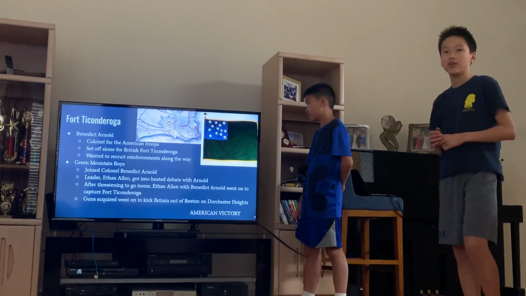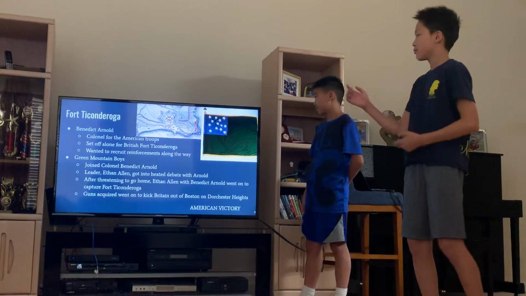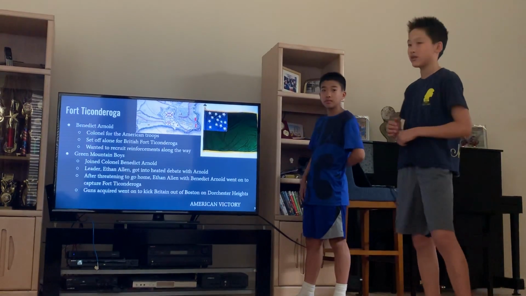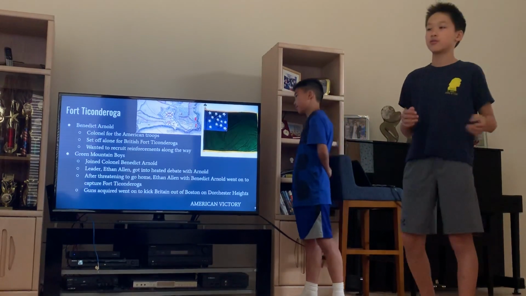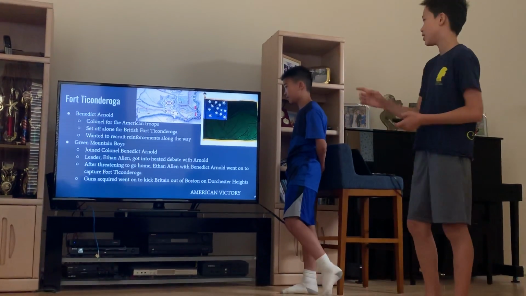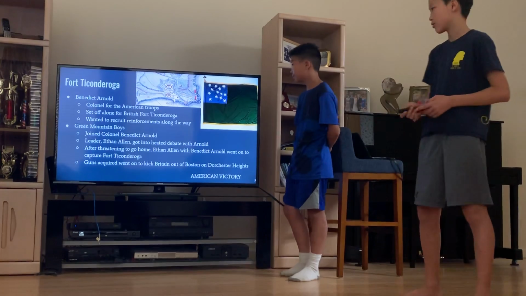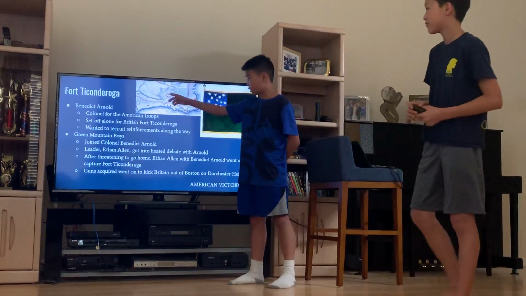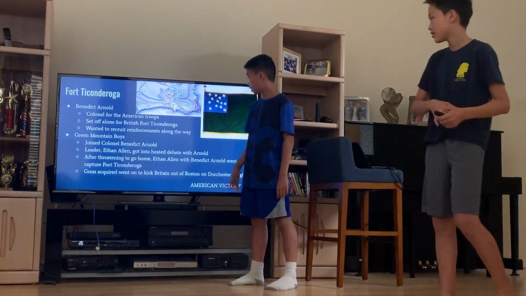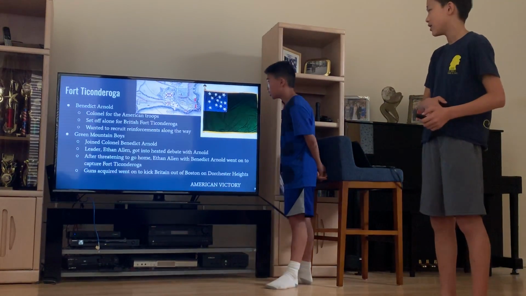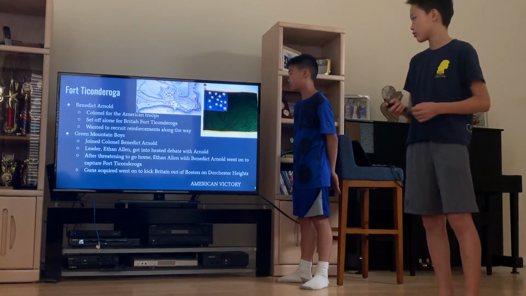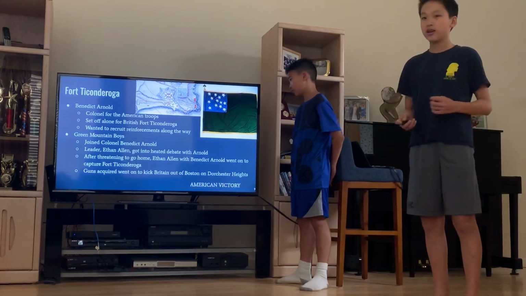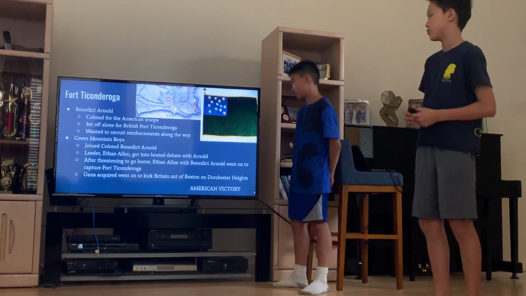So moving away from all of like George Washington, we have Fort Ticonderoga. Colonel Benedict Arnold for the American troops set off alone for British Fort Ticonderoga up in like Pennsylvania, and they wanted to recruit reinforcements along the way. And you can see this is Fort Ticonderoga, the map of Fort Ticonderoga, and the surroundings. And along the way, they met the Green Mountain Boys, who were led by Ethan Allen. And Ethan got into a heated debate with Arnold.